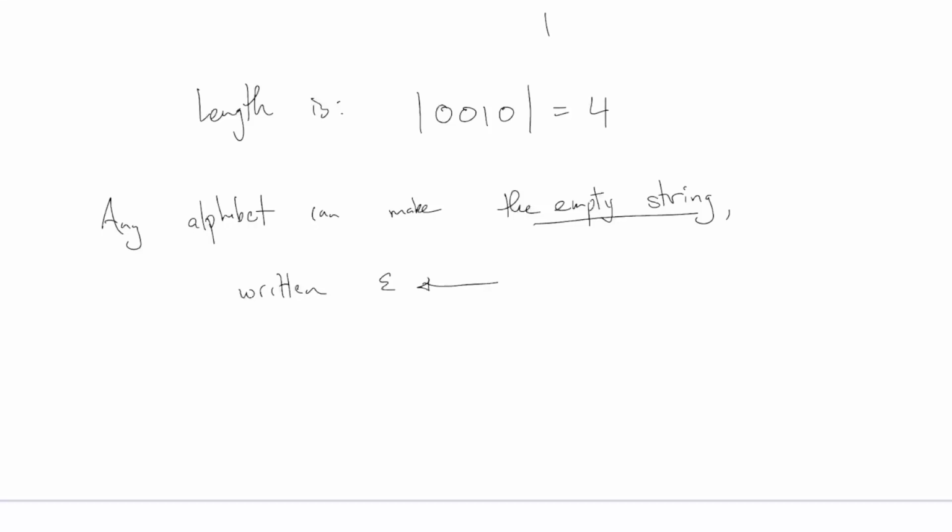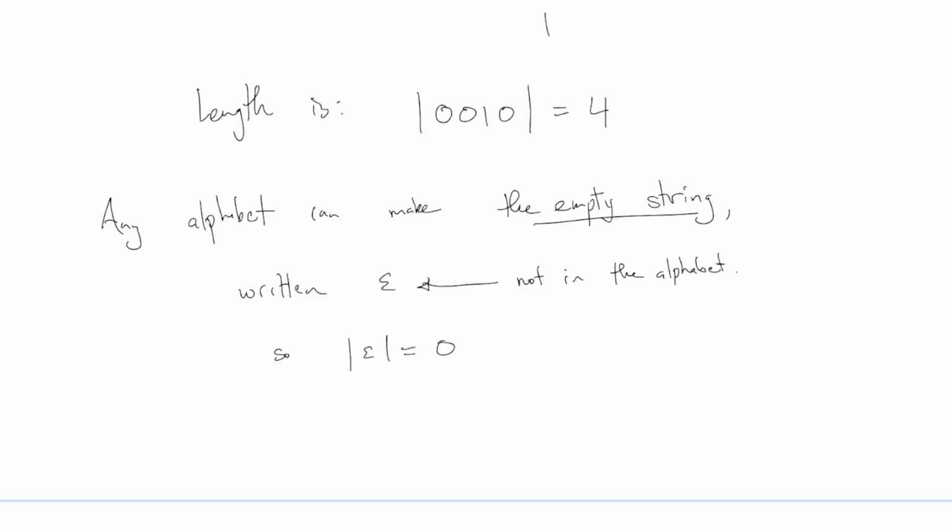So I will just reiterate, this is not in the alphabet. It represents the empty string. So the length, for example, of the empty string is 0. Even though you see one thing there, that epsilon represents the empty string. So its length is 0, and it is the only string of length 0.